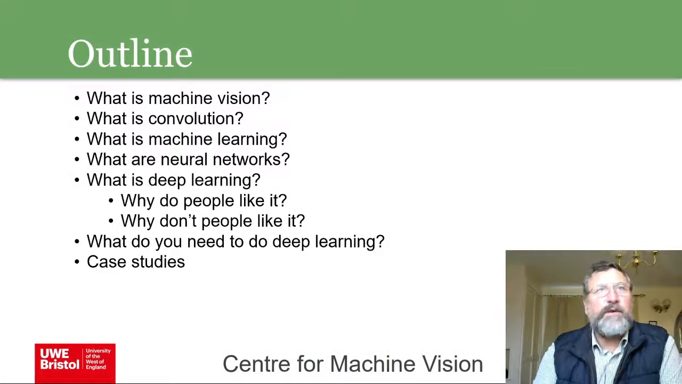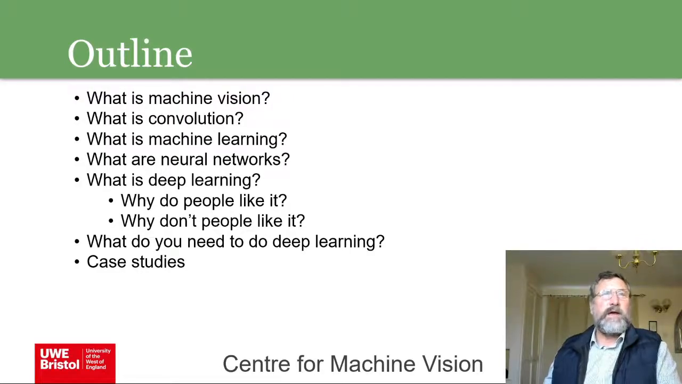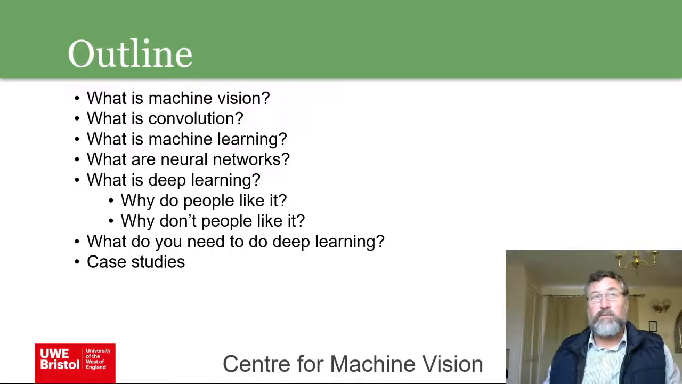We'll introduce it one thing at a time. What we mentioned last time in the outline was that the first question is, what is machine vision, which is what I've been trying to explain for the last so many weeks. What is convolution? I tried to go into that one as well. What's machine learning? What's neural networks? And then what is deep learning? And again, why do people like using it, and why do some people not like it? And what do you need to do to get deep learning working?